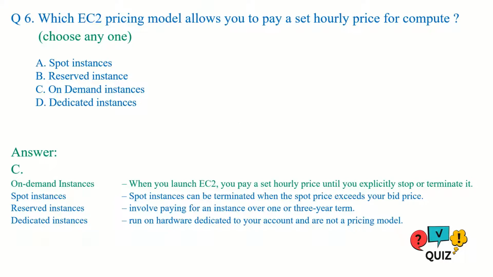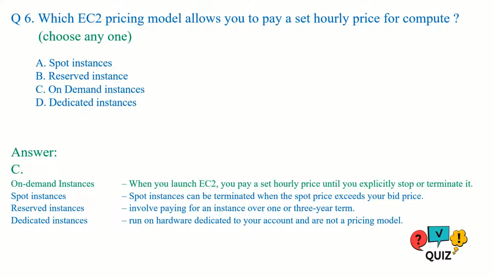So when you launch an EC2, you pay a set hourly price until you explicitly stop or terminate it. Please remember, this is the on-demand instance that gets selected by default when we create our virtual machines. So why not spot instance? Spot instances can be terminated when the spot price exceeds your bid price. So for this question, this is not the correct answer.